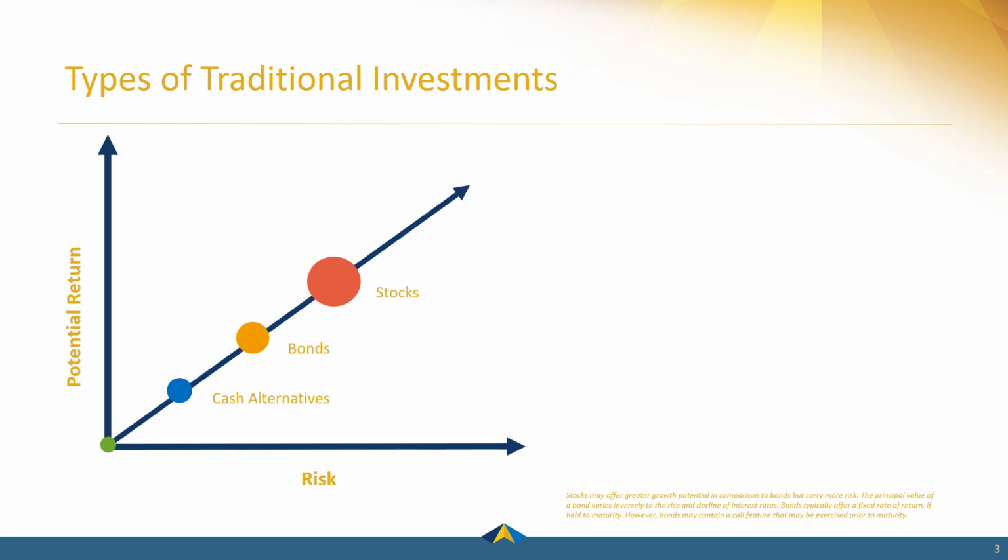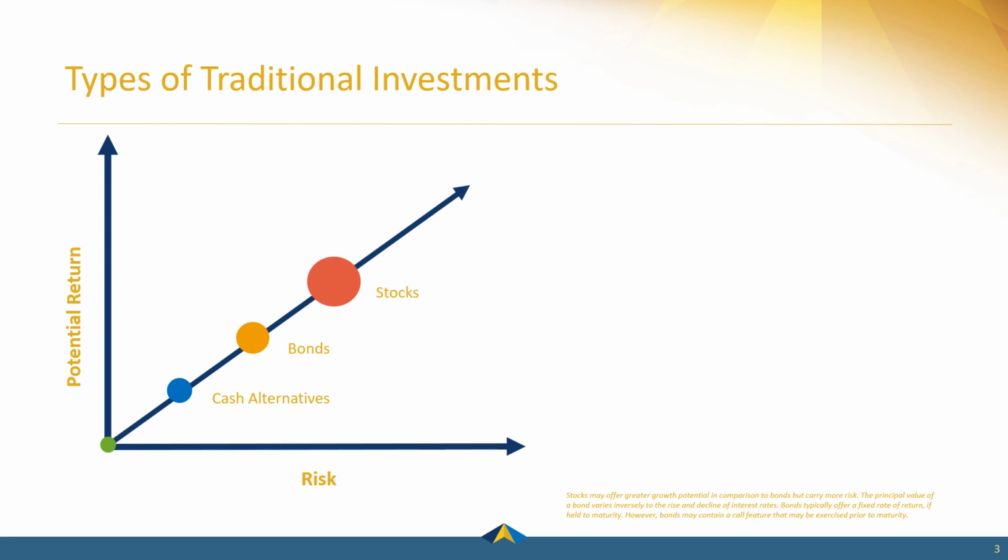Generally speaking, investing today typically involves one of three asset classes for most investors. The first is cash and cash equivalents. The second is bonds or fixed income. And the third are stocks, otherwise known as equities. Each possesses a different risk and return profile, with stocks, of course, being the highest risk and expected return potential, and cash being the lowest risk and expected return potential.